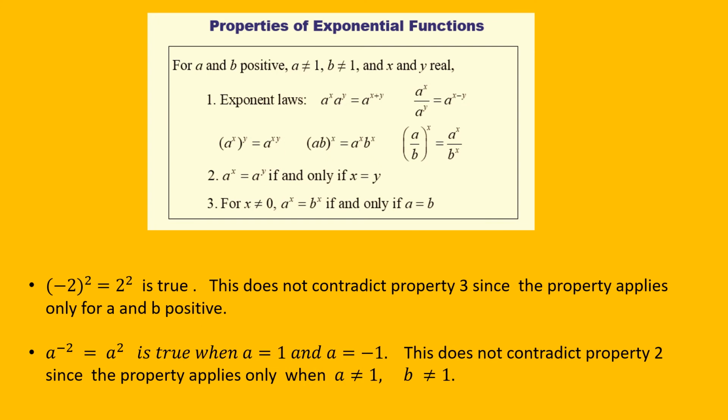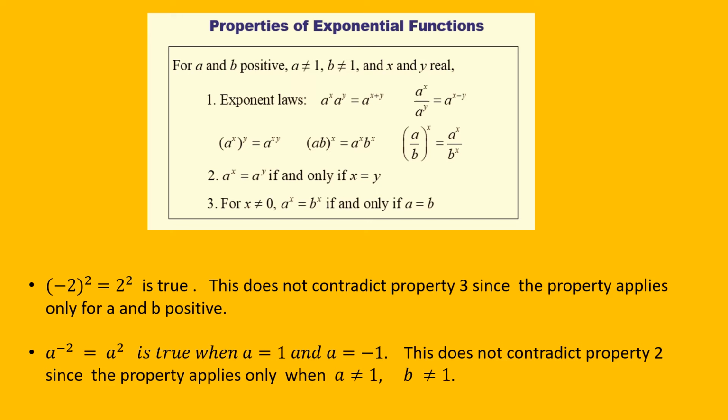There are various properties for the exponential function. For a and b positive, a not equal to 1, b not equal to 1, and x and y real, there are important properties. The product a raised to x times a raised to y will be a raised to the sum of the exponents, x plus y. If it is the quotient a raised to x by a raised to y, then that will be the difference, a raised to x minus y. A raised to x, whole raised to y, is going to be a raised to x times y.